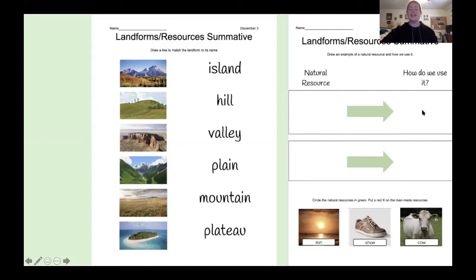The last one at the bottom, you have 3 pictures. You need to use green to circle it if it is a natural resource. You need to use red to put a red X on it if it is a human or a man-made resource. Make sure you push the green check mark when you're all done.